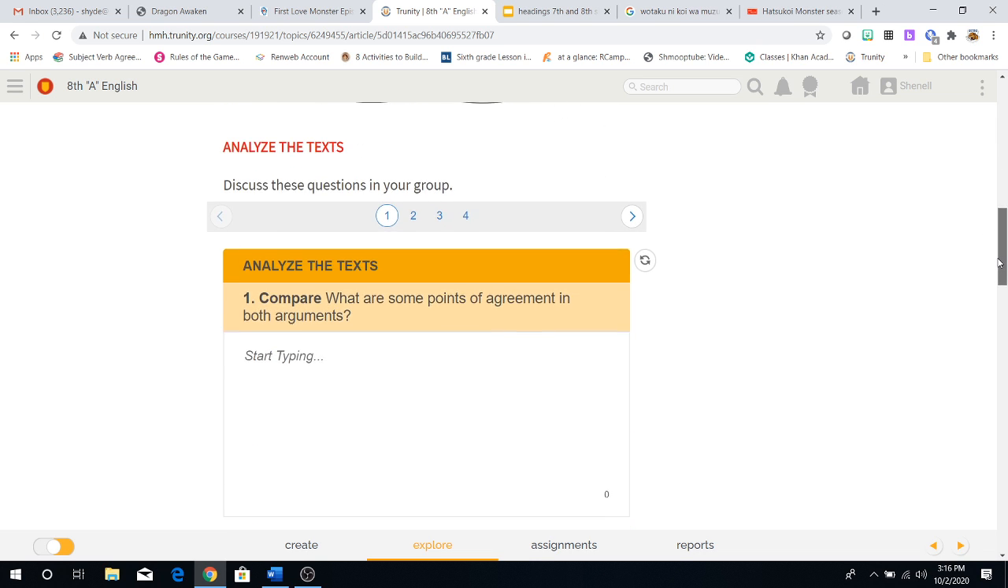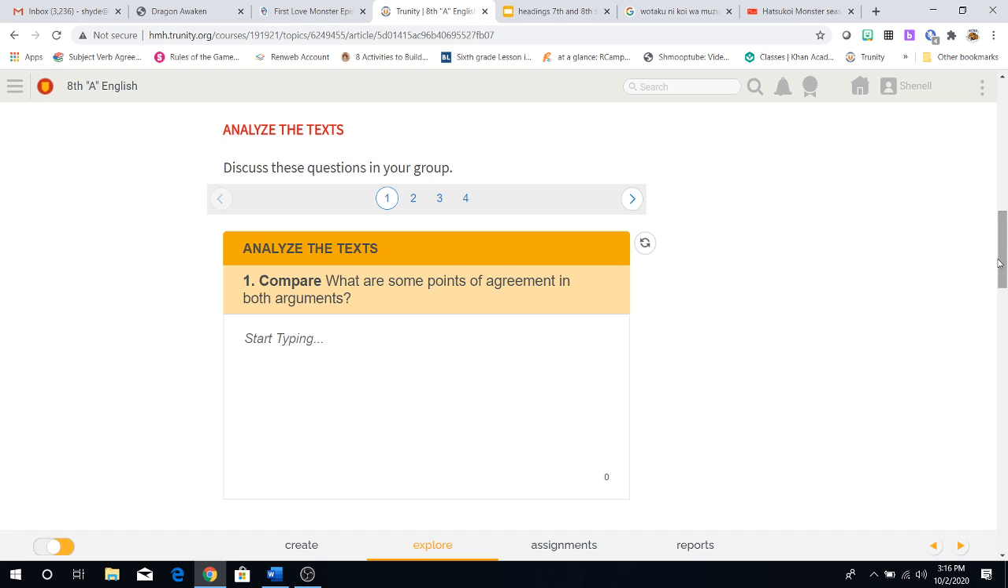Now, once you are done with that, it's time to analyze those texts. This is going to be based on the information that you put inside your Venn diagram. First, compare: what are some points of agreement in both arguments? This is where you're going to look for your similarities.